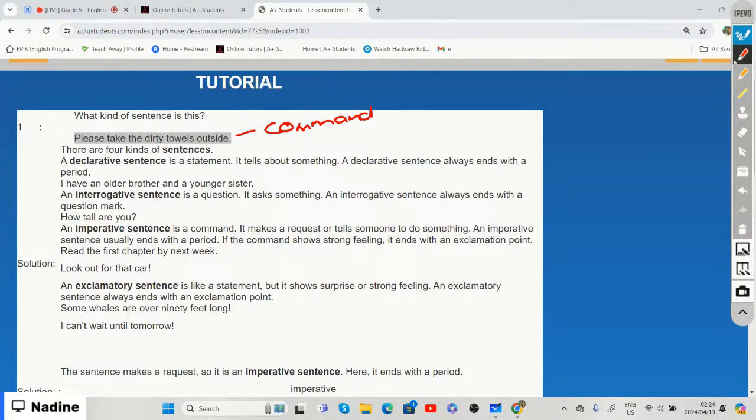All right. So we said that please take your dirty towels is an imperative sentence. It ends with a period, right? And this sentence either commands or makes a request. So we say that it is an imperative sentence. You are commanding someone. Yes, you are requesting and telling them to take the dirty towels outside. So well done.